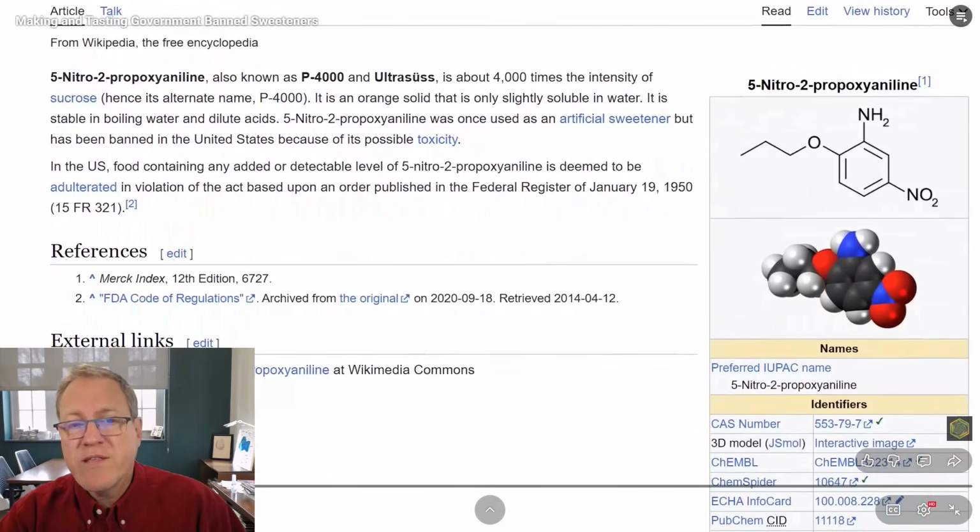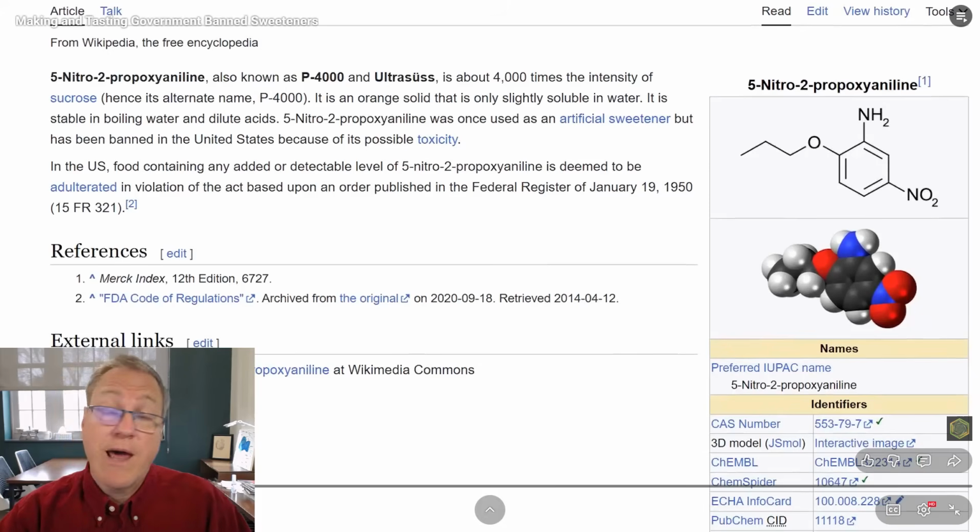Now, if you look at his Wikipedia reference, and I love Wikipedia, it's a great starting place to look for material. But if you notice, it says on this one line, banned in the United States because of its possible toxicity. It's hard to take some of these things at face value. I kind of wonder, maybe a company had another sweetener that they didn't want to compete with this sweetener, so they found some evidence it might be toxic. But anyway, regardless, that was a decision and it was pulled from the market.